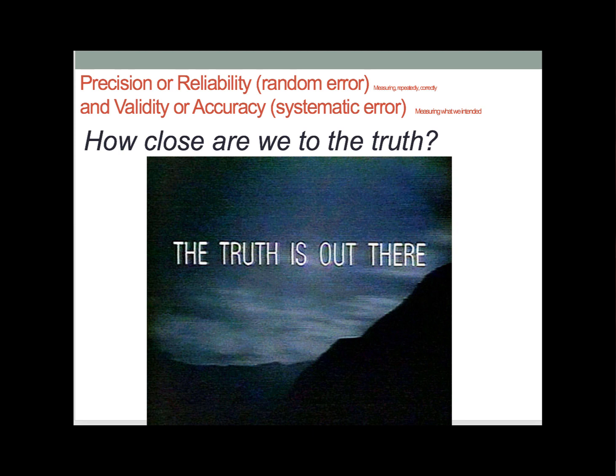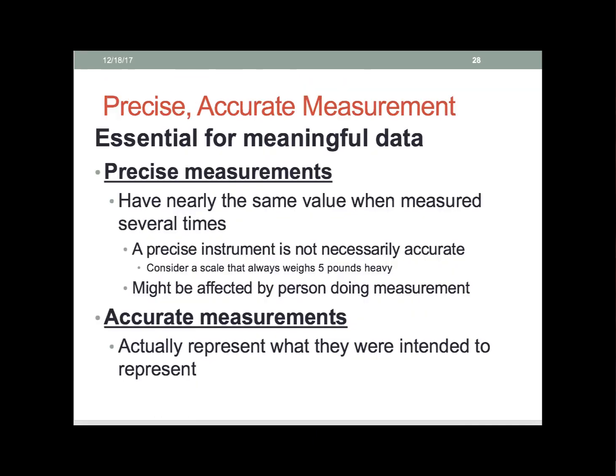So we're going to talk a little bit more about precision and validity. Precision is when we have nearly the same measurement each time that we sample, if we're sampling in the same environment and we're sampling the same way. A way to think about that would be if you got on your scale every hour and it weighed 130 pounds, that measurement would be precise. It'd weigh you the same every time.